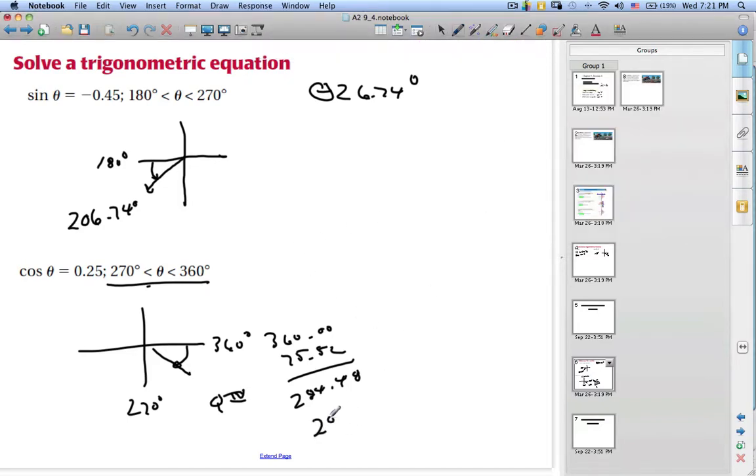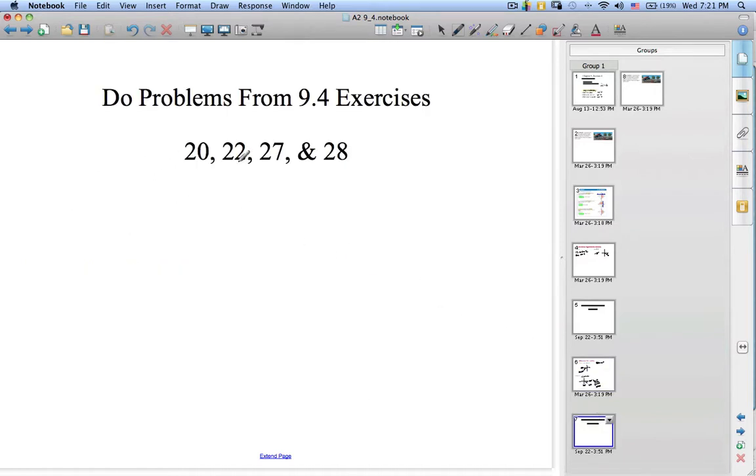All right, let me write this a little more clearly. 284.48. Okay, so go ahead and practice that. Do problems 20, 22, 27, and 28. And then pop on back, we'll solve the problem about the truck ramp.